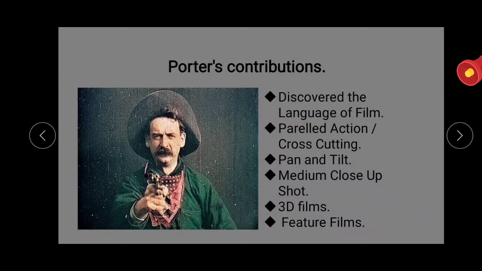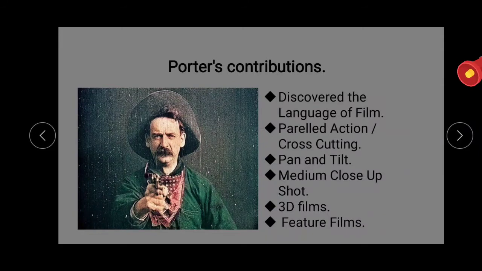Parallel action was first seen in the movie Life of an American Fireman, that was in 1903. So it's basically when two scenes are merged together, something that is very common now especially in rom-com movies, when we see someone running to the airport and the other at the airport. So how these two scenes are merged together is the cross-cutting technique. Pan and tilt was later seen in the next movie, The Great Train Robbery, where there was movement of the camera and not the movement of the characters in the fixed frame.